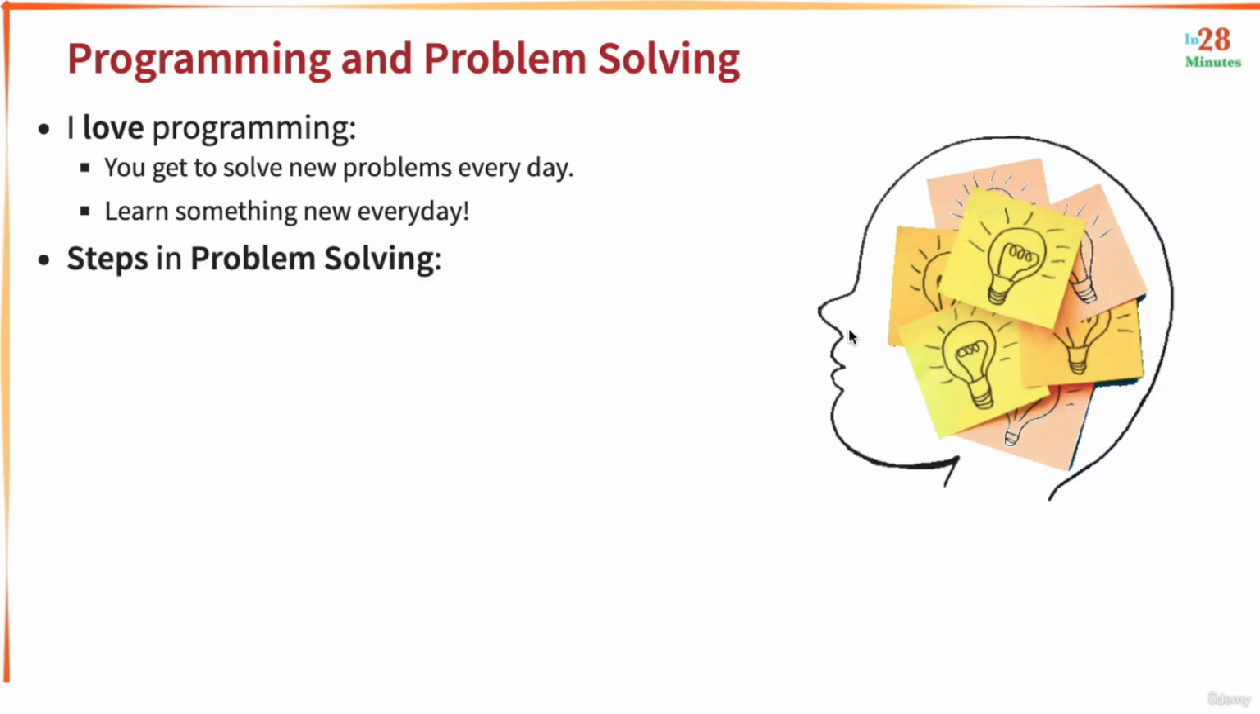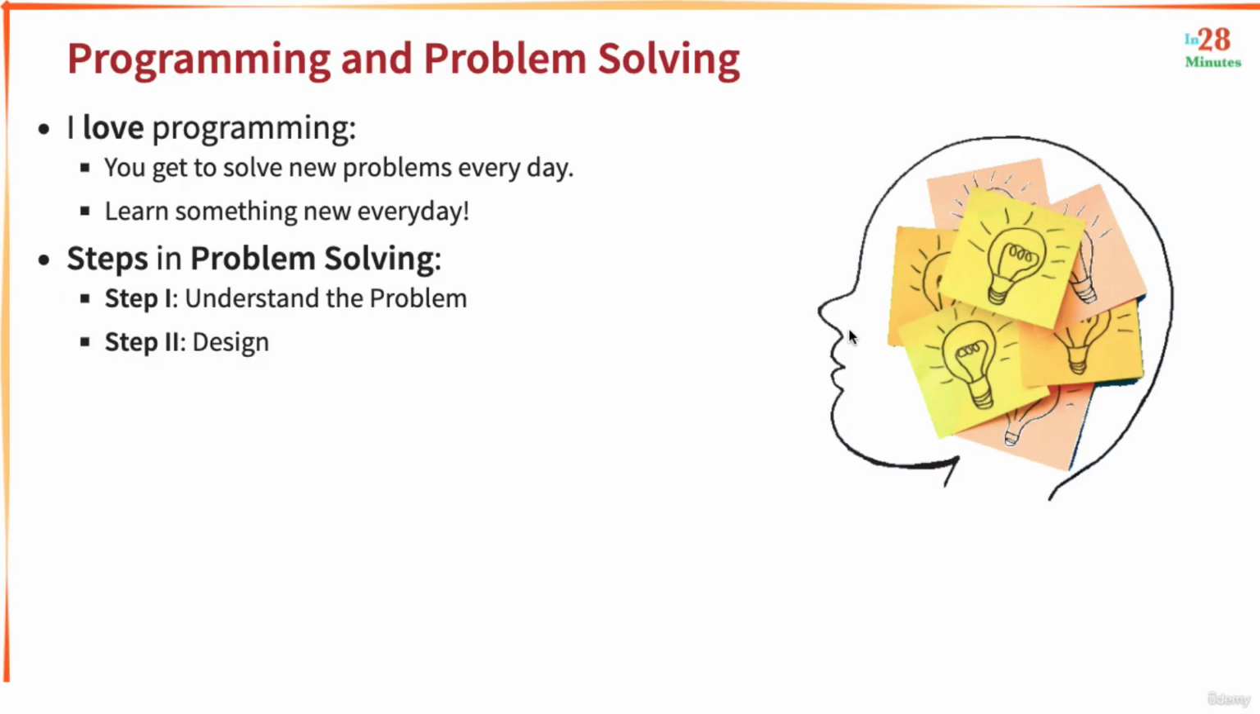Now, whenever we are doing problem solving, there are a few steps that we typically follow. Number one is to understand the problem. Let's say I would want to print a multiplication table. Let's say I would want to find out if a number is prime. The first thing I would need to do is to understand the specific problem.